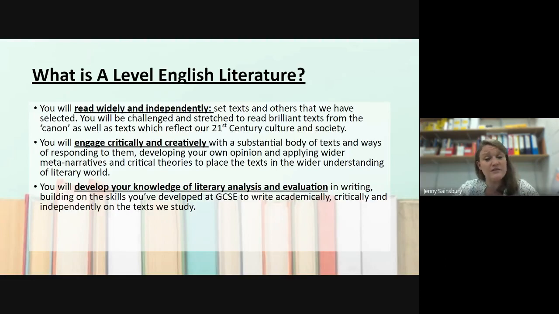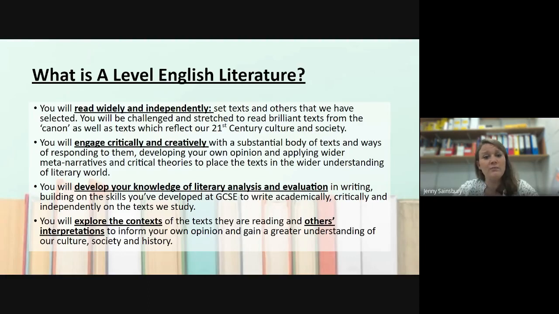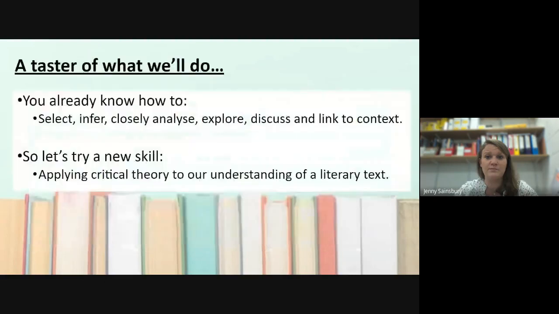Obviously, we'll build on the skills that you had at GCSE. That's the idea of literary analysis and evaluation. So identifying writers' methods and devices and being able to critique them and explore the impact and meaning on the reader or audience. And then we'll really be thinking as well about context. We do that a lot more at A-level, thinking about how the social, cultural, political and historical culture and context influence our understanding of the text, our interpretations of the text, and why the text was written.